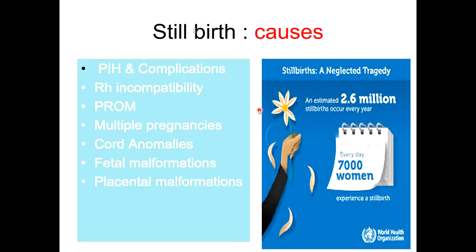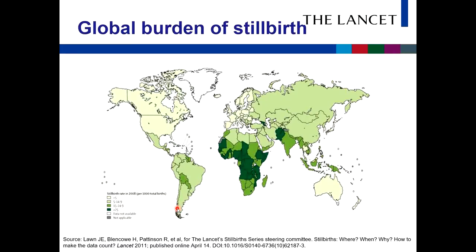So these are major causes. WHO says that 2.6 million stillbirths occur every year, and every day 7,000 women experience stillbirth, and the major causes are all related to the pregnancy. If pregnancy-induced hypertension, preeclampsia, eclampsia, premature rupture of membranes, multiple pregnancies, cord anomalies, fetal malformations, or placental malformations are there, they can end up in stillbirth.